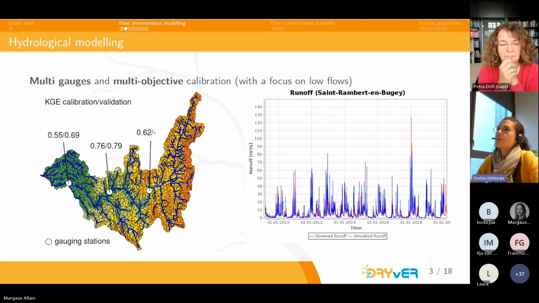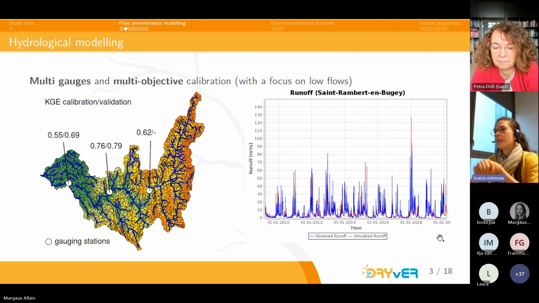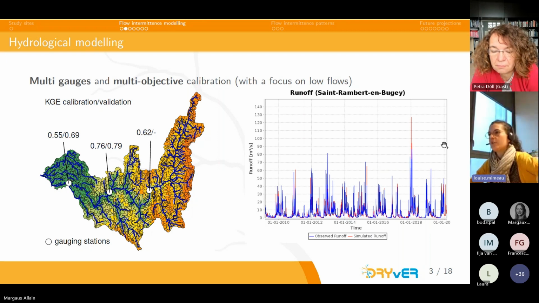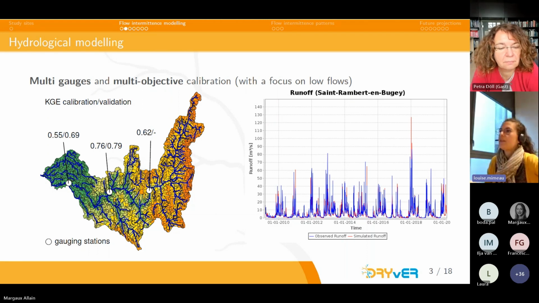We calibrated the hydrological model using a multi-gauge and multi-objective calibration method. Here you have the example for the Albarine catchment in France, where we had 3 gauging stations that we could use for calibration and validation. We try to optimize the model to have the best performance for the 3 stations. And we consider a set of criteria for validation. It's not only the Kling-Gupta efficiency, but we also considered indicators for low flows. On the right, you have an example of the comparison between the observed runoff and simulated runoff at the Saint-Rambert station, which is the station in the middle of the catchment, on the validation period.